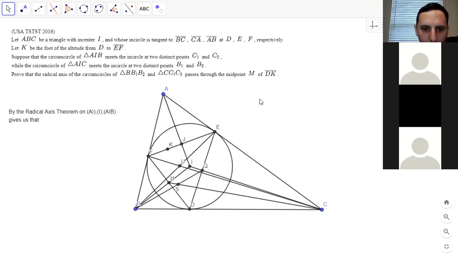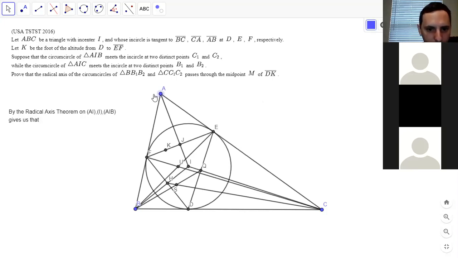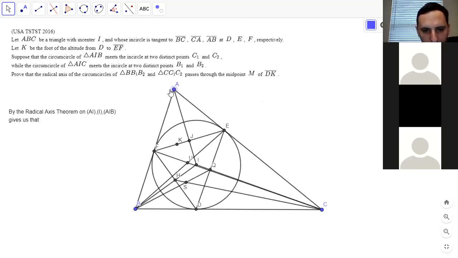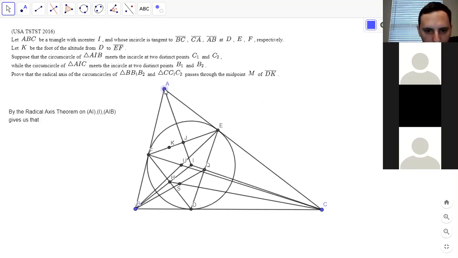It almost looks like Pappus's theorem a little bit, but it's not. But yeah, this looks like a nice problem. So yeah, show that S, U, and J are collinear. That would solve it.